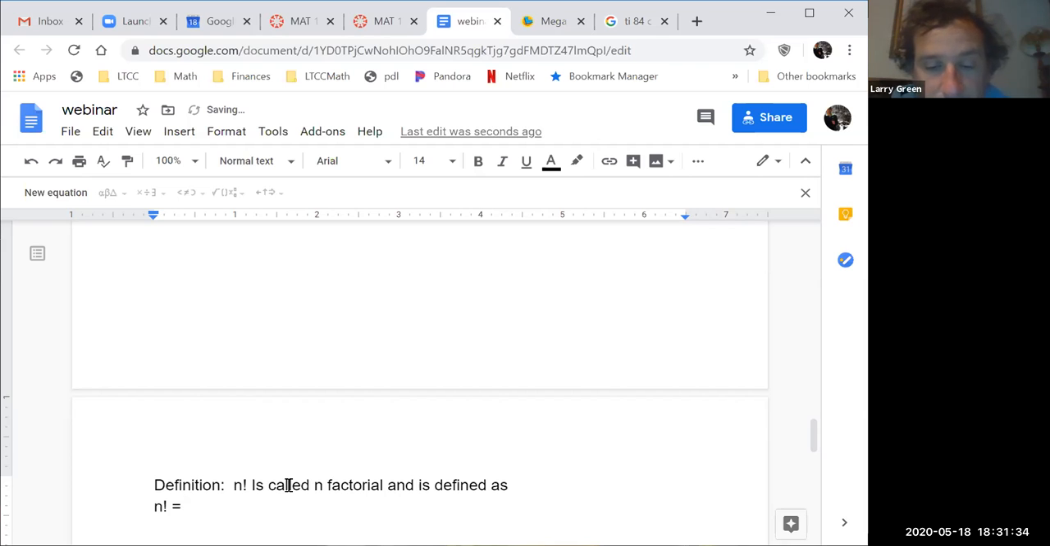N factorial is equal to N times N minus 1 times N minus 2 times all the way down, and N may be small, but I'm going to assume it's big, times 3 times 2. If you want, times 1, just to make it look pretty. You don't have to do times 1, though. And this is called N factorial. Have you seen this before? Maybe individually you can tell me. Have you seen it?